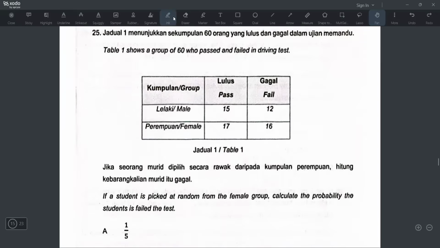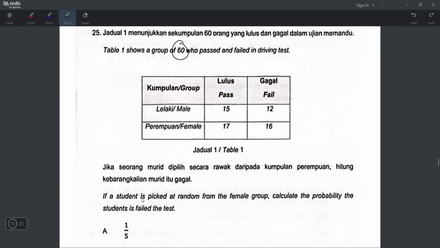25. Table 1 shows a group of 60 who pass and fail in the driving test. So male pass 15, fail 12, female pass 17, fail 16. Okay, let's try to add all these numbers. Let's see whether they tricked me or not. Is it really 60 the total? 15 plus 12 plus 17 plus 16. Okay, I press my calculator. I really get 60. Okay, meaning they didn't trick us. This total is indeed 60.